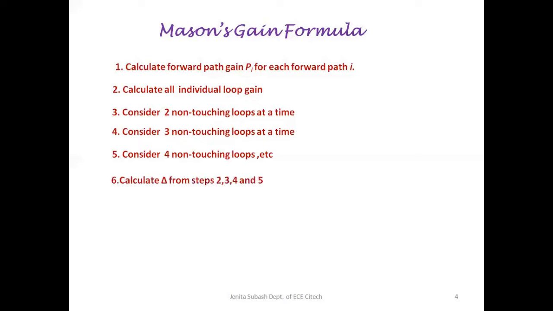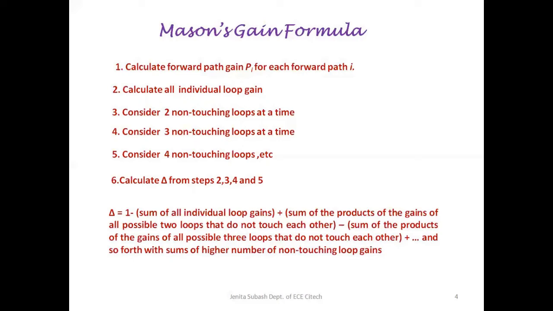Step 6. Calculate delta from step 2, step 3, step 4 and step 5. And we have to substitute in delta, where delta is given by 1 minus the sum of all individual loop gains, plus the sum of products of the gains of all possible 2 loops that do not touch each other, minus the sum of products of the gains of all possible 3 loops that do not touch each other, plus and so on and so forth with sums of higher numbers of non-touching loop gains.